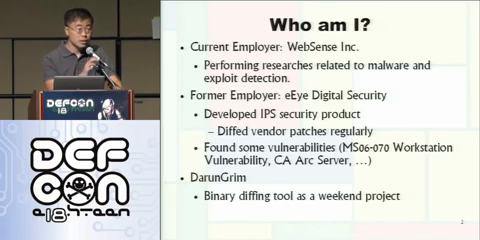So you will know why I had to diff the vendor patches. After all, I was just a software engineer there, but I still had to diff the vendor patches. I also found some vulnerabilities, like the MS06-070 RPC vulnerability, or CA ARCserve, and I used just static methods to find that kind of stuff. And I also developed DarunGrim. It's a binary diffing tool, and it was kind of a weekend project.